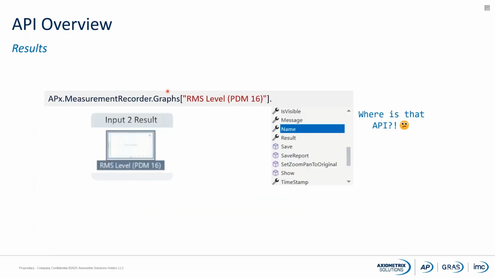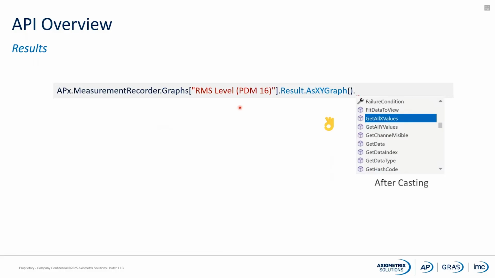Something to note about this graphs collection is that it's a collection of generic graph types. So it doesn't contain information related to whether the graphs it contains are XY graphs, meter graphs, or another type. So if you're looking for a specific API related to, say, an XY graph, as in this case, you might find that that API is missing. So what you have to do is first cast the result to the appropriate type.